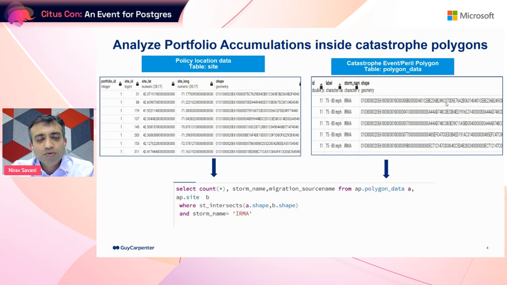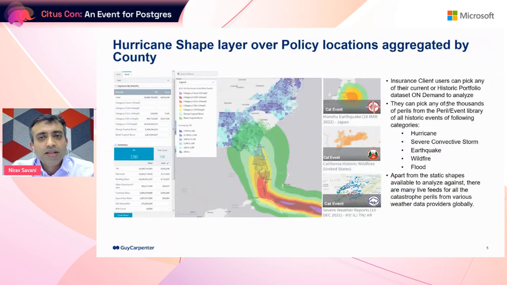So we use a PostGIS function called ST_Intersects, and to it you pass two geometric objects. Here we are passing a.shape and v.shape, and we are just putting a filter because we want to specifically profile the data against the current storm, which is Irma. This will give all the locations from the left-hand side which fall within that. This is very similar to how you would do any other where join on an integer or a string data type.